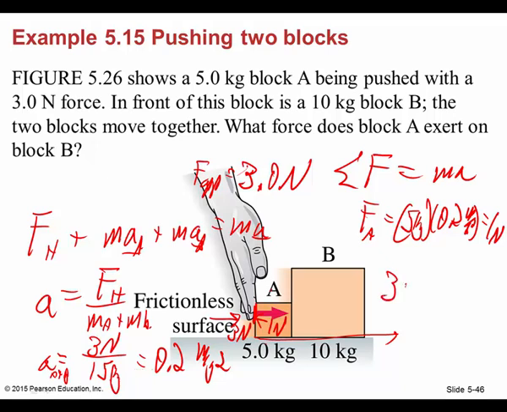So 3 minus 1 is equal to 2 Newtons, right? And so A then, what's remaining? We have 2 Newtons remaining. So A on B is a 2 Newton force, okay? And that's how we'd find that.